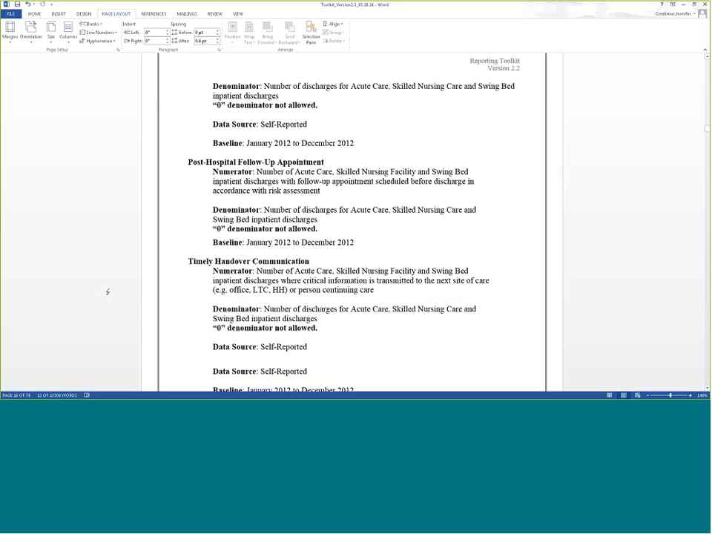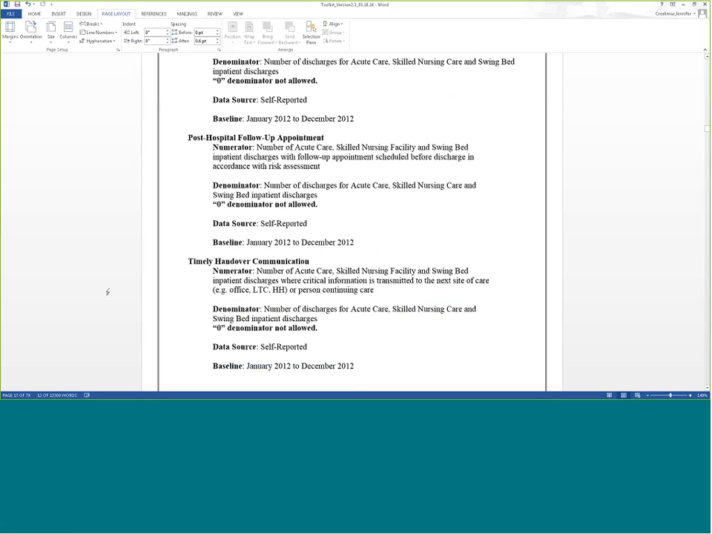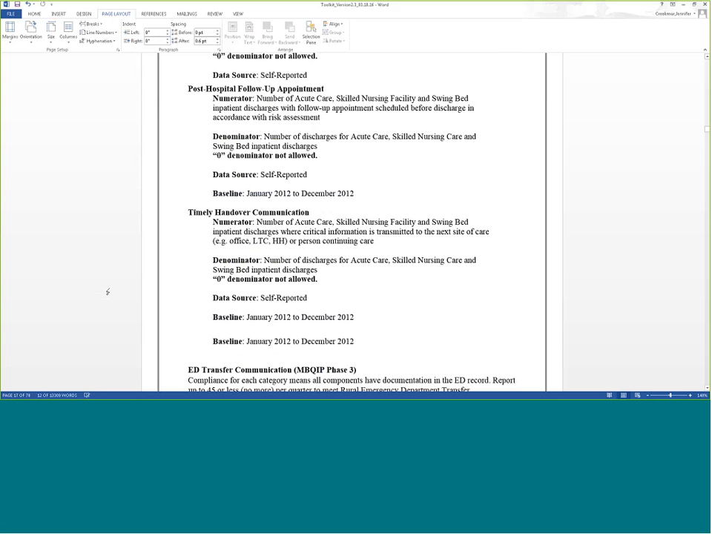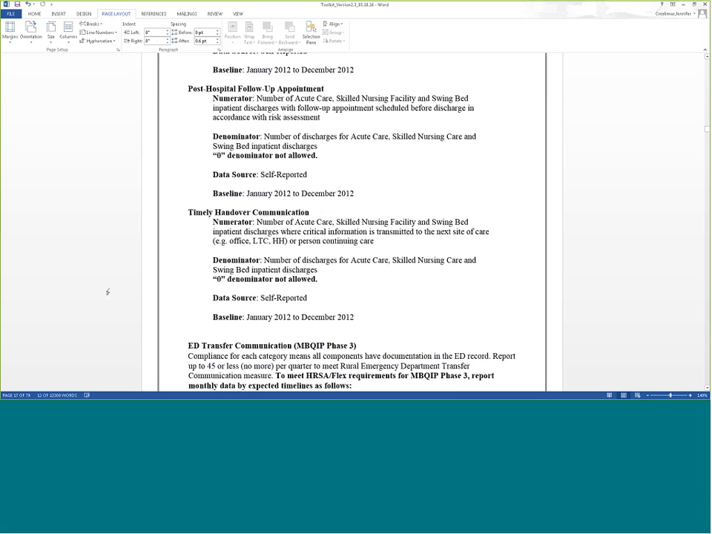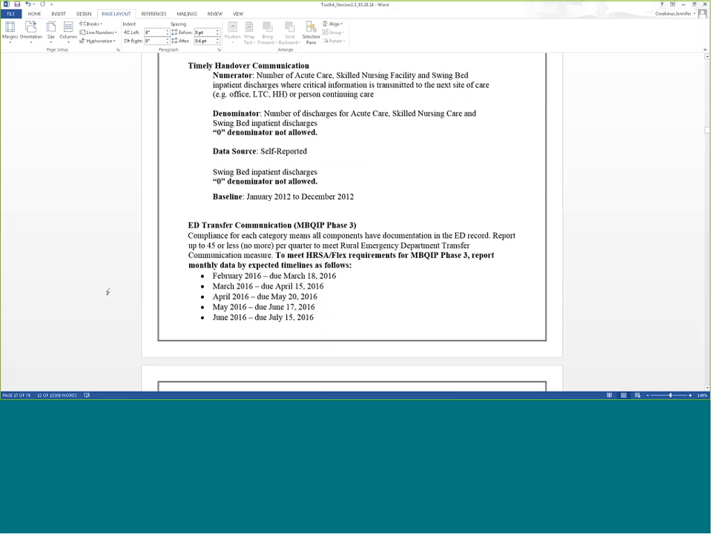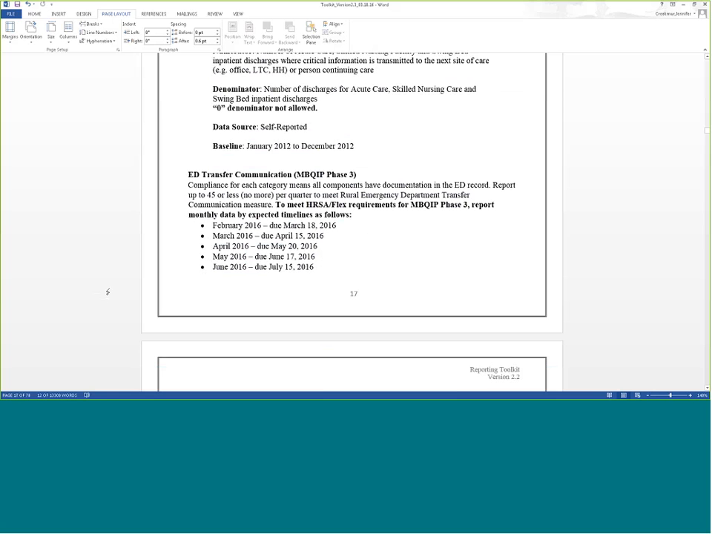The last one is the number of acute care, skilled nursing facility, and swing bed inpatient discharges where critical information is transmitted to the next site of care. Again, this is self-reported, and you can sample this. And then the last one to choose from is the ED transfer communication. This is for MB-QIP. You will see that we did put the timelines down because the deadlines are different for the MB-QIP than they are for the HEN information.